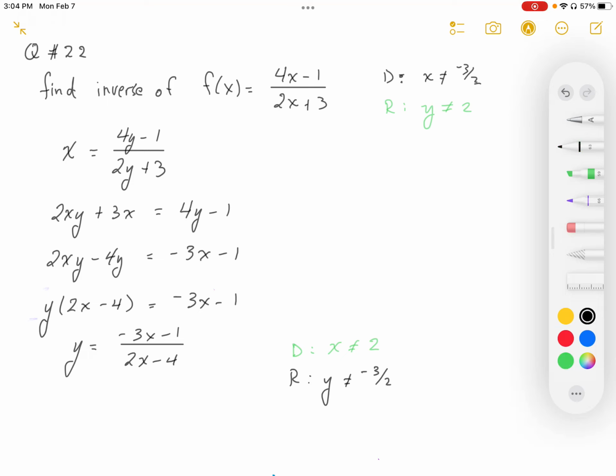So I should probably write the proper notation as well. So this is going to be written as the inverse of f of x is equal to (negative 3x minus 1) over (2x minus 4).